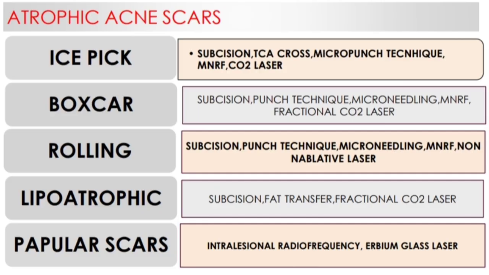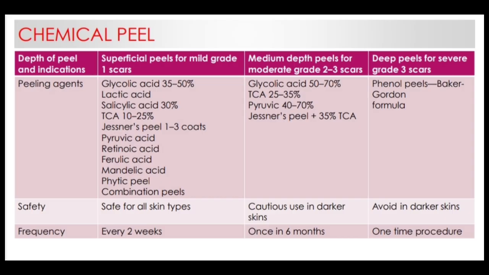So coming up with the individual treatments, first the chemical peel. Chemical peel can be, depending upon the depth, the superficial peel, which is used mainly for the mild grade 1 scar. Medium peels are used for the moderate grade 2 to 3 scar, and the deep peel is used for the severe grade 3 scars.